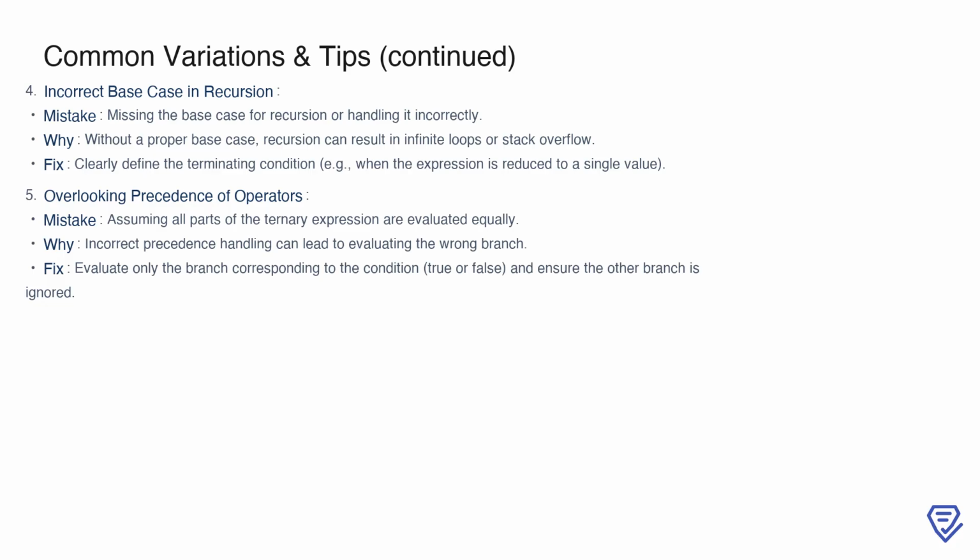Additionally, overlooking the precedence of operators can cause errors. Ternary expressions are structured so that only the branch corresponding to the evaluated condition, true or false, is executed. Misinterpreting this precedence can lead to evaluating the wrong branch, resulting in incorrect outcomes. To fix this, make sure your implementation evaluates only the branch that corresponds to the condition and completely ignores the other branch. Paying close attention to these details ensures your solution is both correct and efficient.